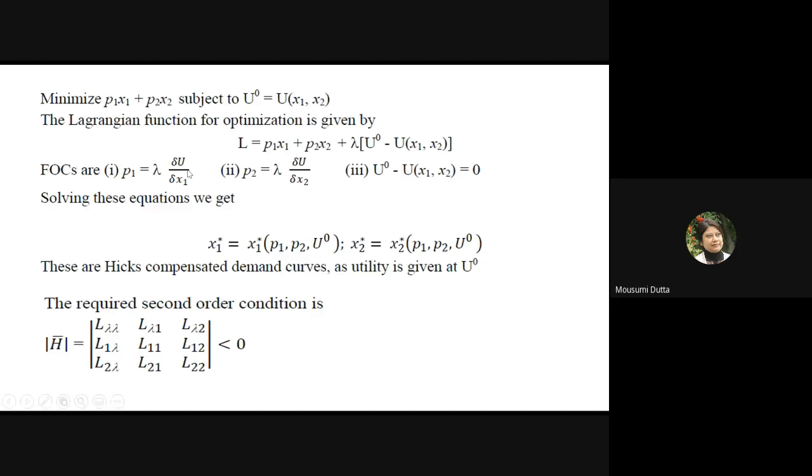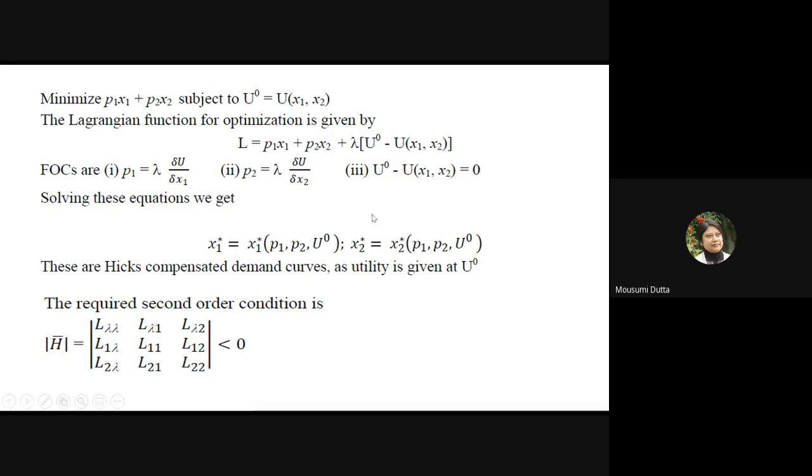Now, as we know, if I combine equation 1 and 2, we get P1 by P2 is equal to del U del x1 by del U del x2. In other words, P1 by P2 is equal to MRS x1, x2. So as I mentioned, the first order condition will remain intact between the primal and the dual problems. We will get the same first order condition, same equation.